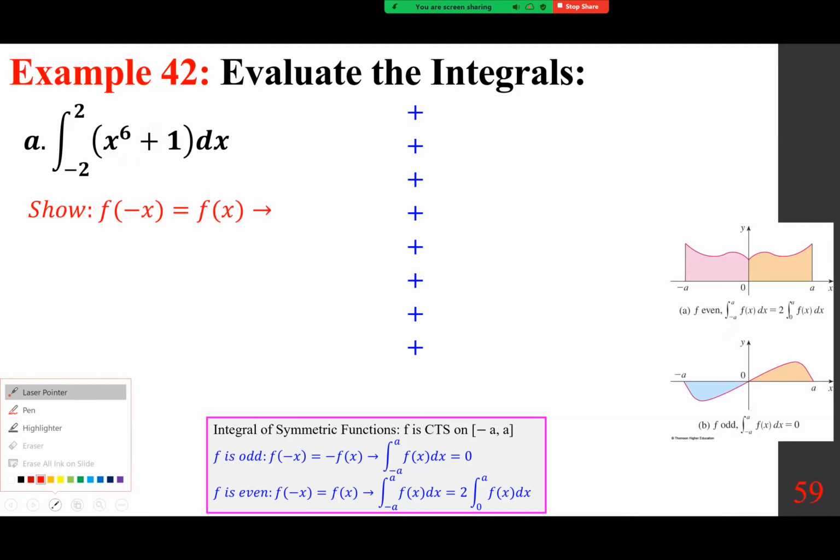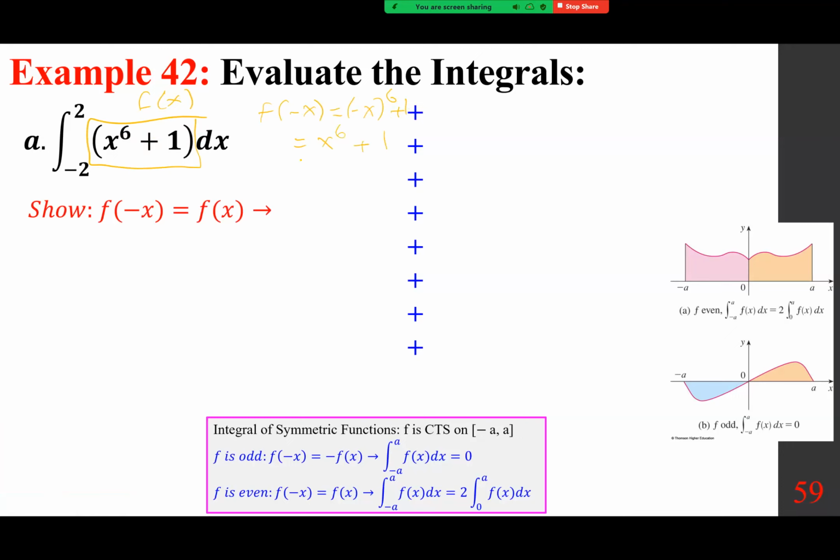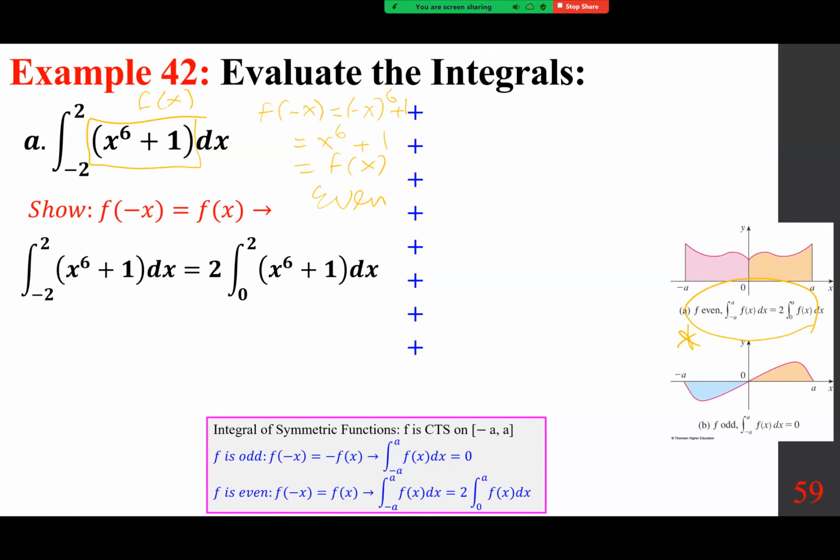So what is the function? Let me quickly show you. This is f of x, everybody. So what is f of minus x? It is minus x to the power of 6 plus 1, which makes it x to the power of 6 plus 1, which makes it f of x. We just proved the function is an even function, and therefore we are going to use this one. The reason is because it's easier to evaluate it from 0 to 2 rather than negative 2 to 2. It's really not too bad, but it's the case.